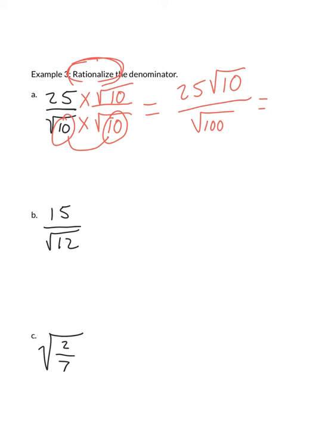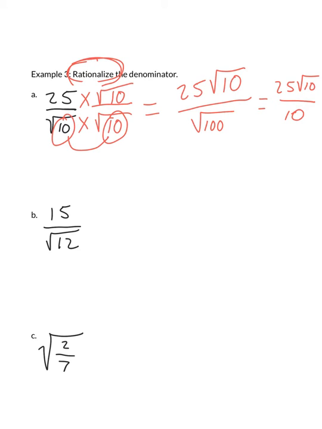Let's keep going, see if we can go further. So I have 25 times the square root of 10 on the top. On the bottom, the square root of 100, well, I know what that is. I don't even need a factor tree. It's just 10. Because square root means what times itself gives you back 100. Well, 10 does. So see how this little trick worked?